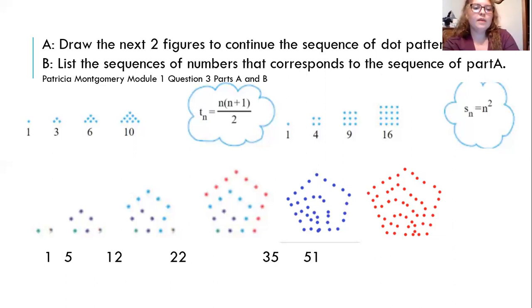Then part B says to list the sequence of numbers that correspond to the sequence. Just like it showed us up at the top that we had 1 dot, 3 dots, 6 dots, it's just counting how many dots you have. So then I went back and just counted how many dots were in each sequence. And those are what are down below.